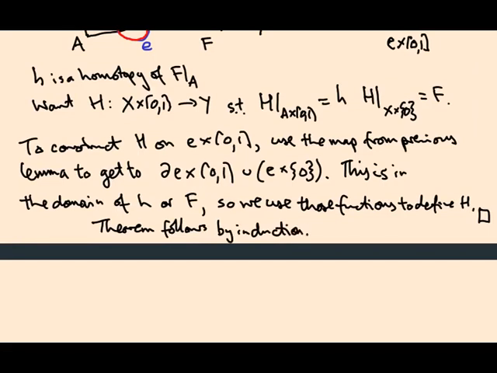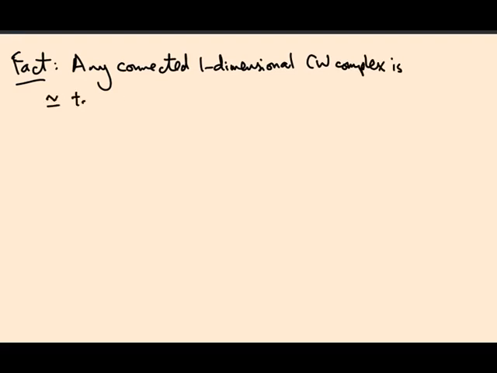So as an application of this, because this has been pretty theoretical so far, I want to prove a nice fact, which is any connected one-dimensional cell complex is homotopy equivalent to a wedge of circles. And the wedge of circles is something like this. You take a point, you attach one-cells whose boundaries all map to that one point. So it's just a bunch of circles all meeting at exactly one point. And there could be infinitely many of these. It could be an infinite wedge of circles.